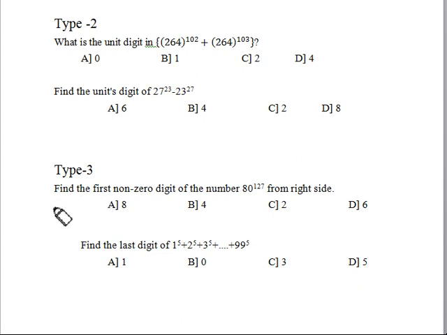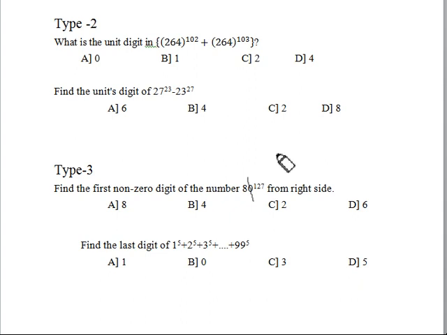Okay, now the third type of question: find the first non-zero digit of the number 80 raised to power 127. Now the thing is, when you multiply 80 127 times, you get a number of zeros, but they are asking for the non-zero digit. So do not get baffled by this. Just remove the 0 and find the answer. 8 raised to power 127.